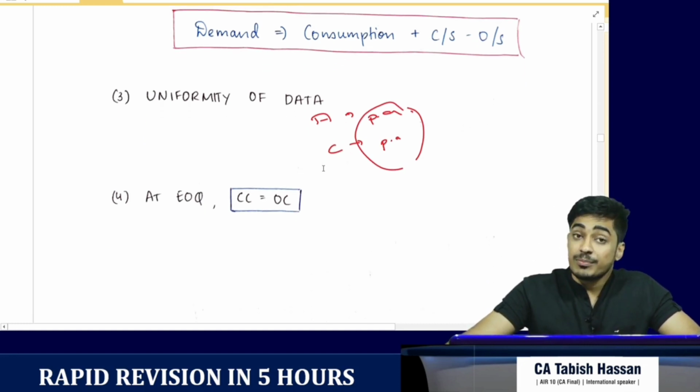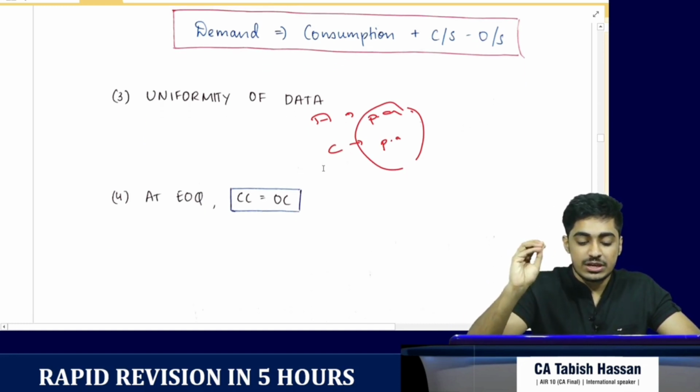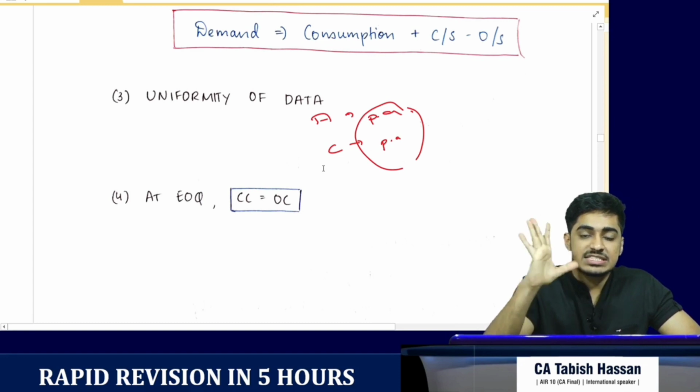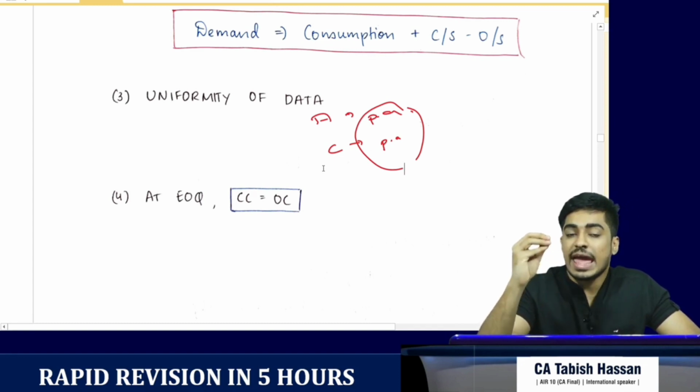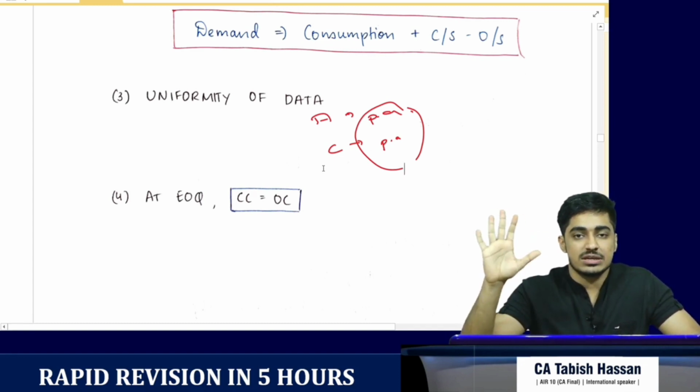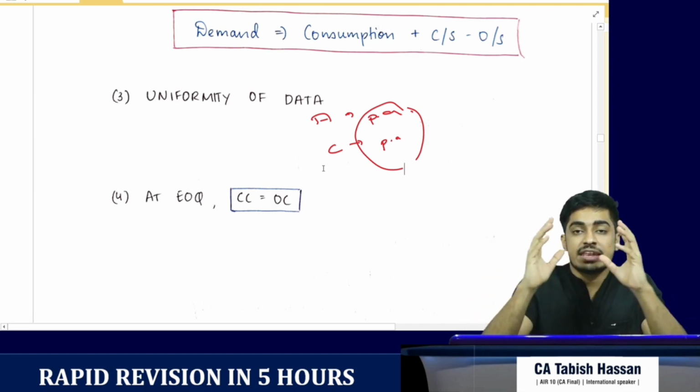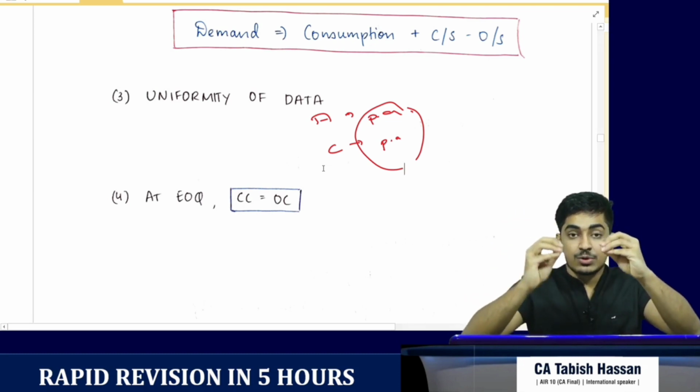And next, remember that at EOQ, carrying cost will be equal to ordering cost. Sometimes in an example, they don't give us the annual demand of raw material. It would be missing. So what you have to do, we know that carrying cost is equal to ordering cost. Based on that, we go on solving.